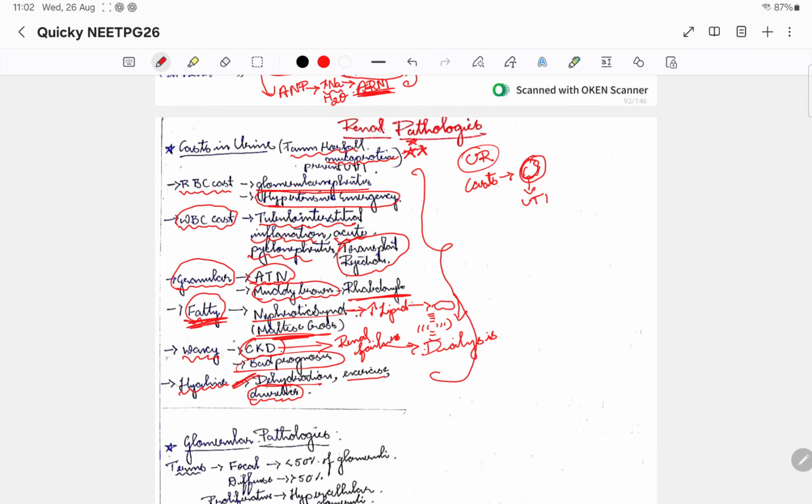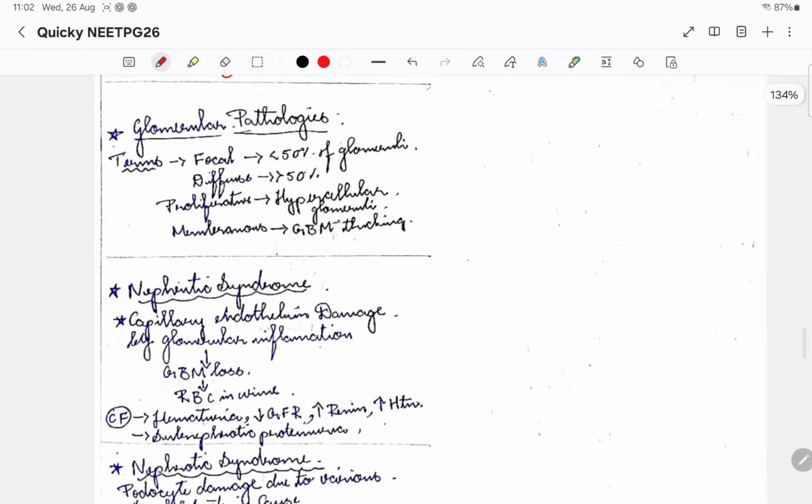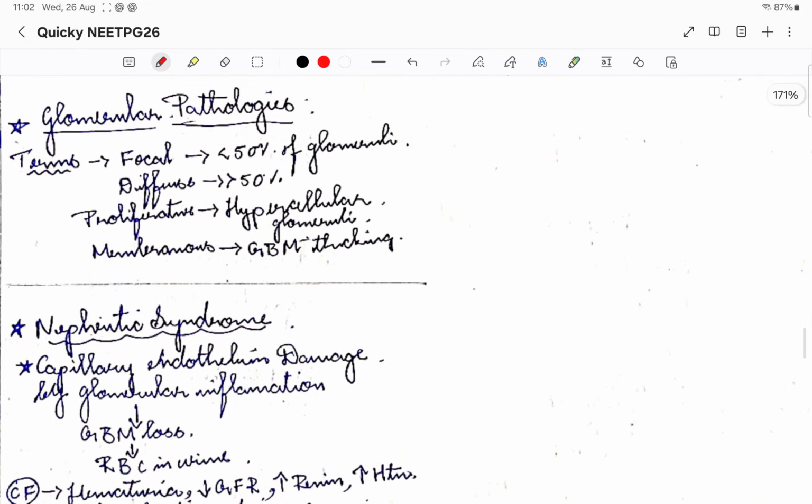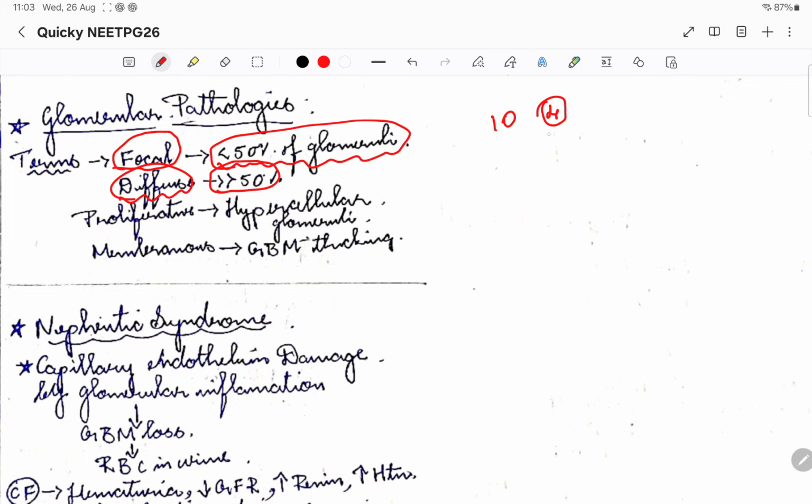Okay, then now coming to the specifics of glomerular pathologies. These are the terms I want you guys to know. Focal means less than 50% of the glomeruli are affected. Diffuse means more than 50% of the glomeruli are affected. For example, if there are 10 glomeruli or 10 nephrons, and less than 5, that is 4 of the nephrons, are affected, then it is going to be focal. If it is 6, 7 or 8, then it is going to be diffuse. Okay, so these are the terms that I want you guys to know.